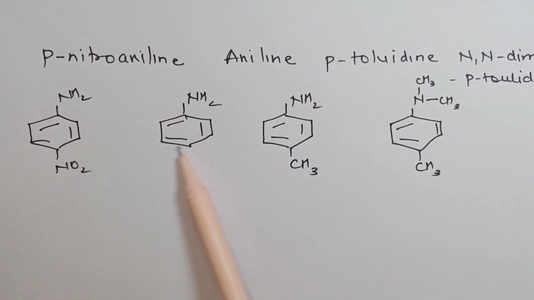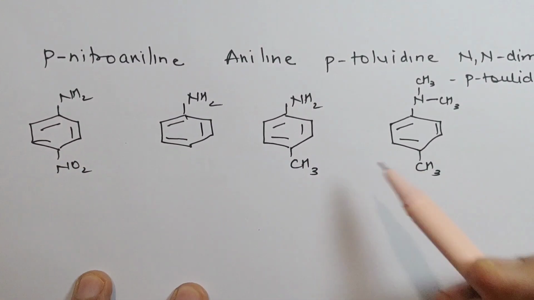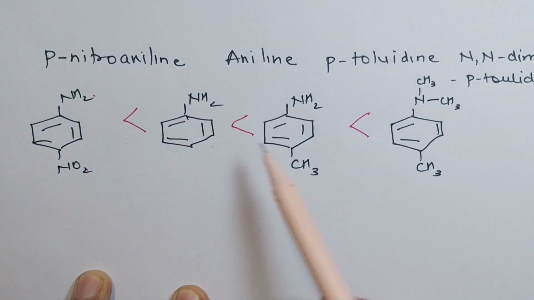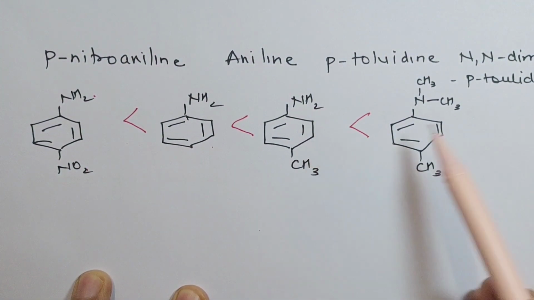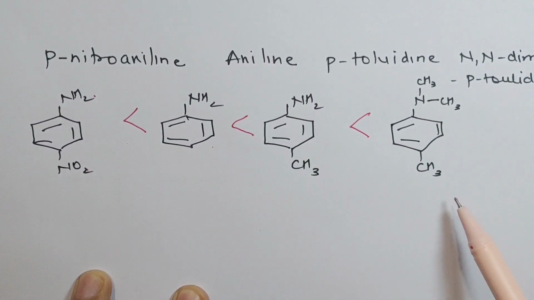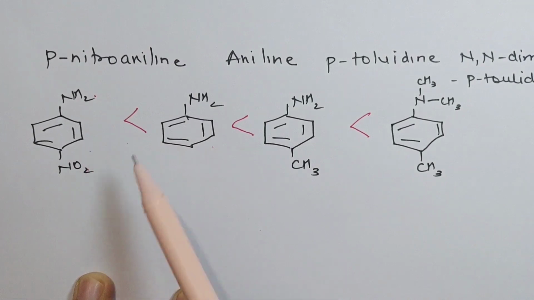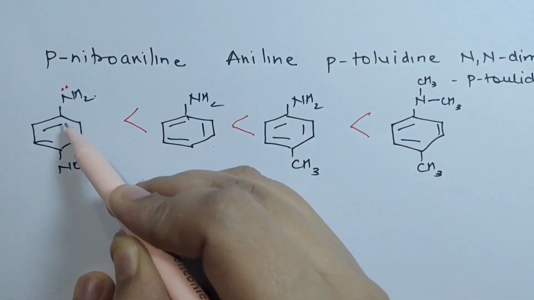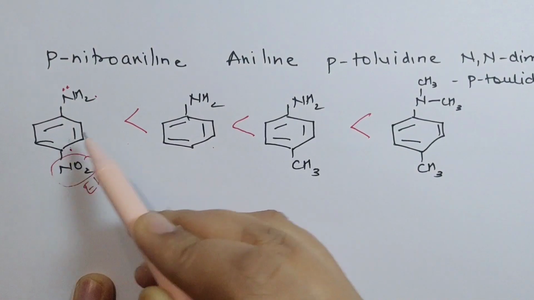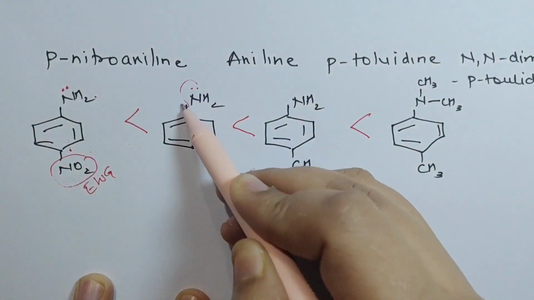Now this time we have all aromatic amines and the order is this. This is para-nitroaniline, aniline, para-toluidine and N,N-dimethyl para-toluidine. Okay, this is least basic because apart from the lone pair being busy, there is an electron withdrawing group which is pulling the electron density. This is lone pair being busy here.